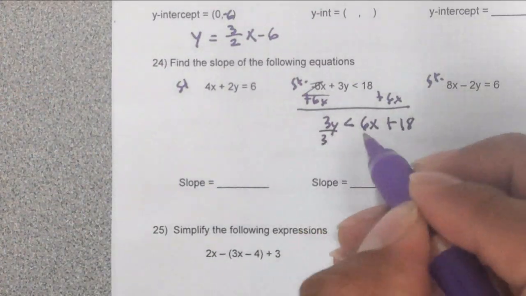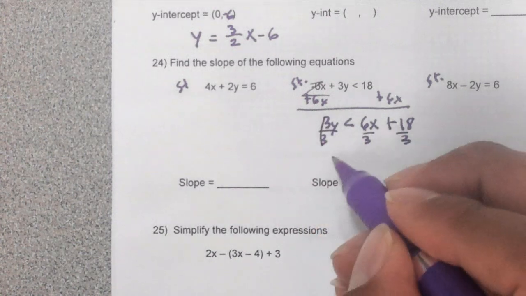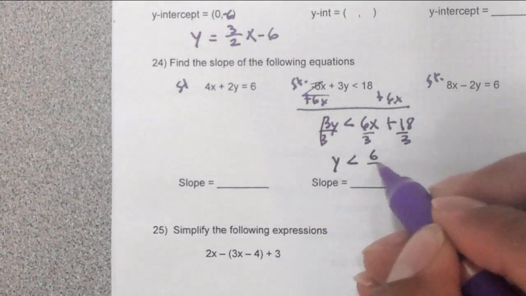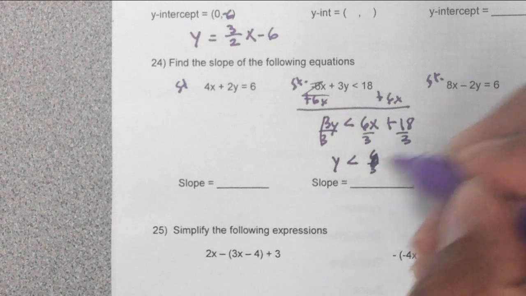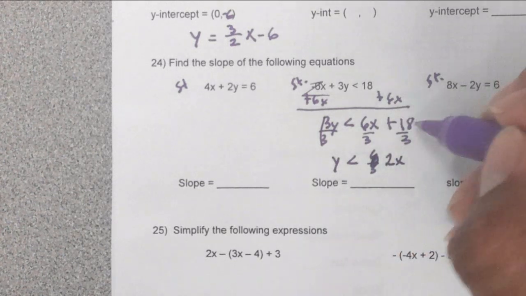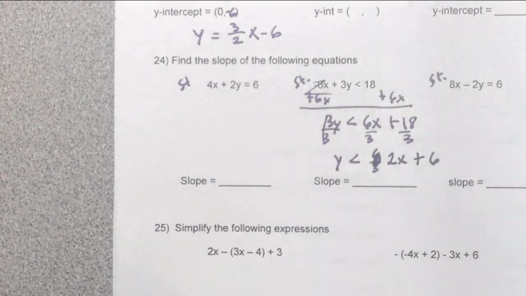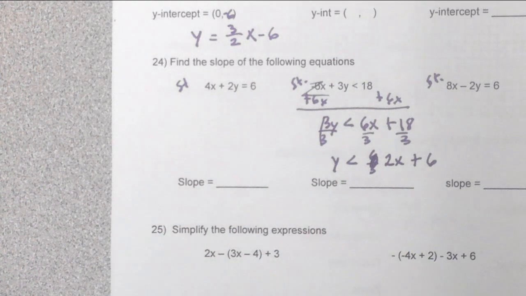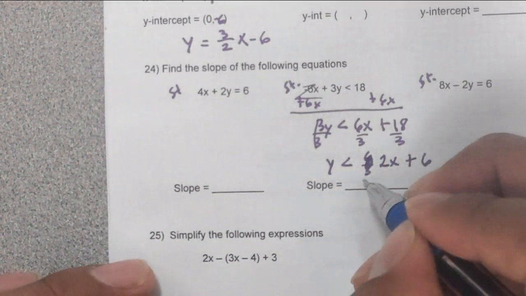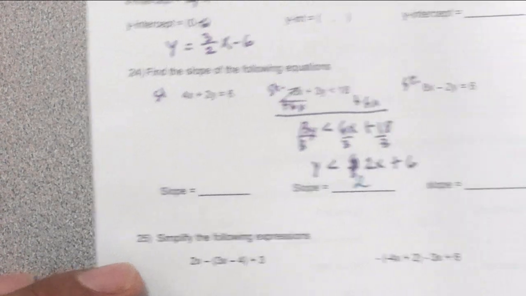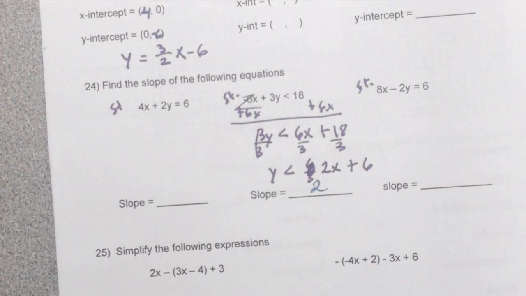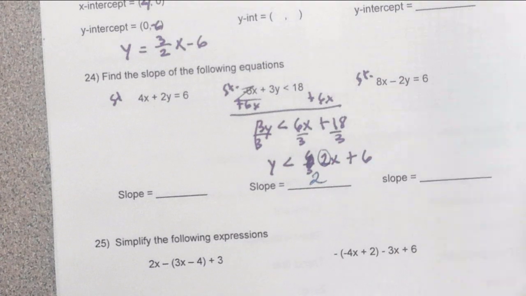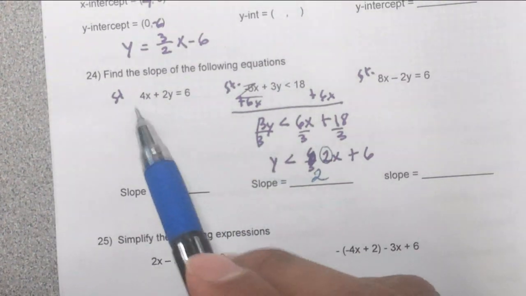Now let's divide. Divide by 3, divide by 3, divide by 3. So now we have y is less than 6 over, what is 6 over 3? That is a 2. So that's 2x. 18 divided by 3, that's a 6. And there you go. So y is less than 2x plus 6. Remember that slope is always next to the x, but it's not the x, so the slope is 2. And that's how you do it. So you do the same thing for this one and for that one.